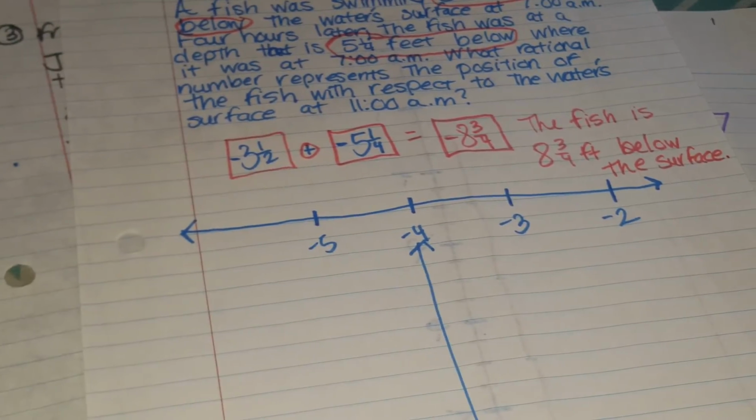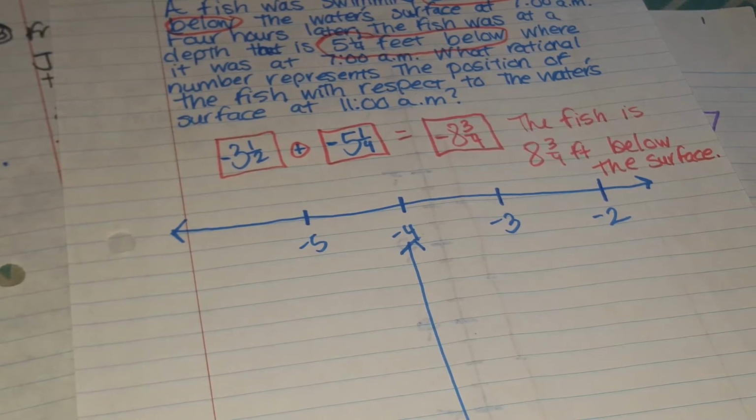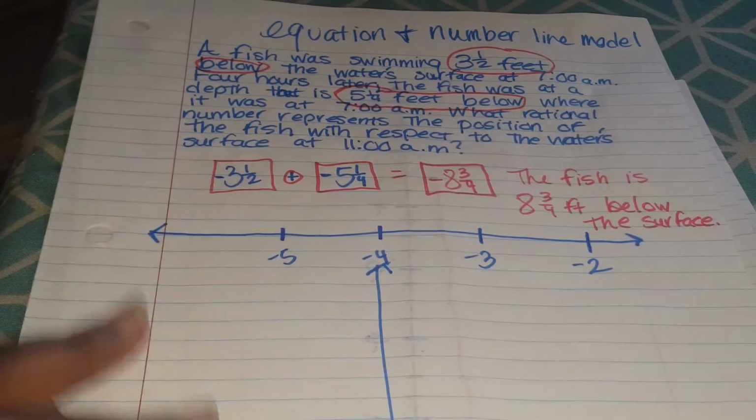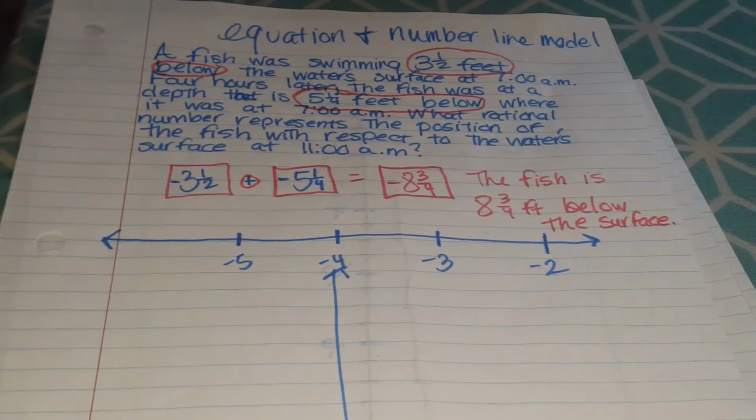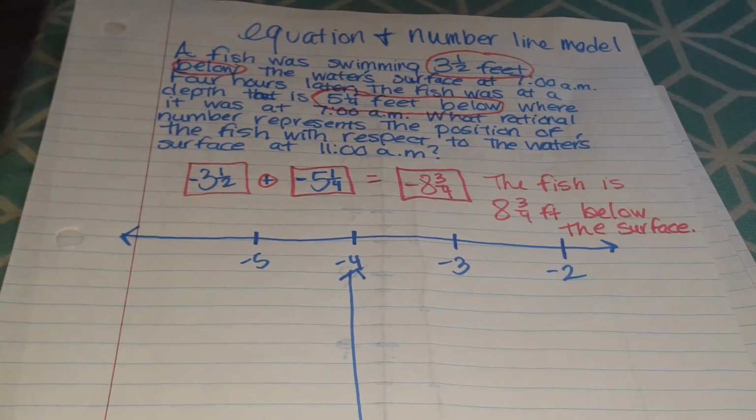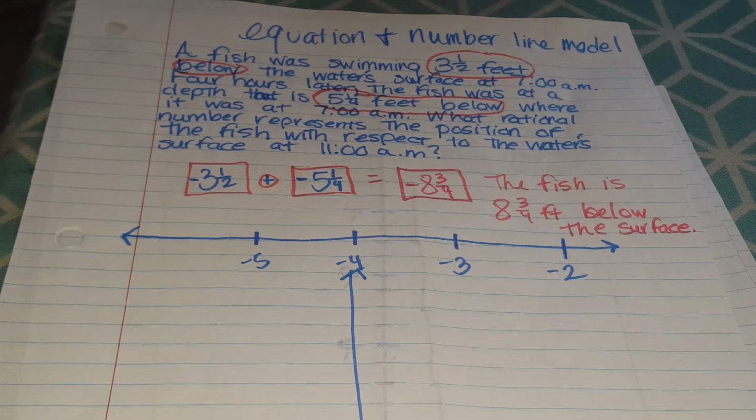Okay, let's pause and process that. That was our first problem that we're going to do for this video. Hopefully you understood why I put the negative numbers where I put them, because the fish dove down below sea level, and then 4 hours later he went down even more.